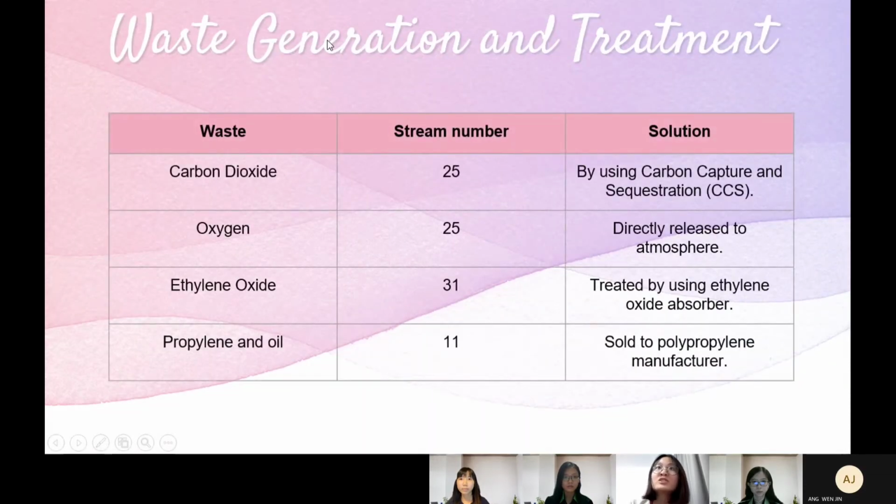For the waste generation and treatment, in total we got 4 wastes. The first one is carbon dioxide from stream 25, and it will be treated by using carbon capture and sequestration, CCS. The oxygen from stream 25 will be released directly to the atmosphere. The ethylene oxide from stream 31 will be treated by using an ethylene oxide adsorber, and the propylene and oil from stream 11 will be sold to the polypropylene manufacturer.